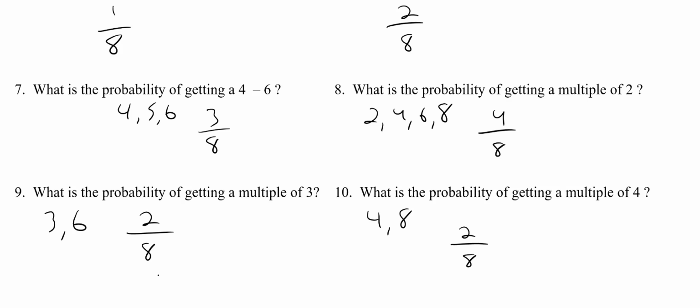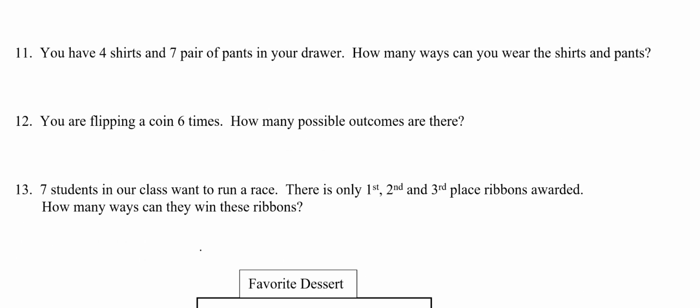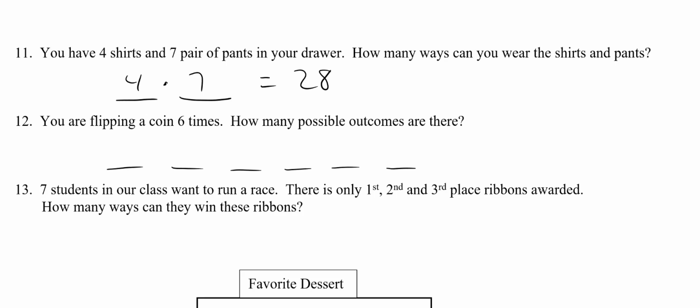All right, cool. Moving on, this is the slot method. You have 4 shirts and 7 pairs of pants. How many ways can you wear that? So it's 4 shirts, 7 pants. Remember, it's always multiplication. So you get 28. You're flipping a coin 6 times. So write 6 slots. A coin can either be heads or tails, so 2 possibilities for each. You multiply that out and you get 64.